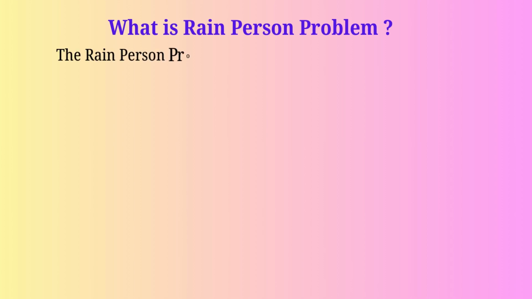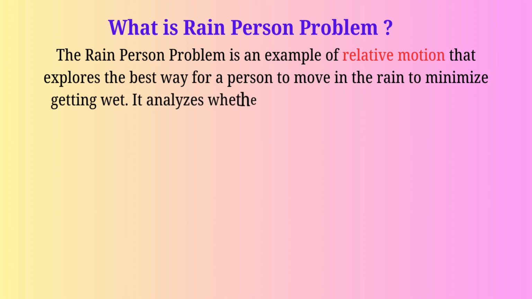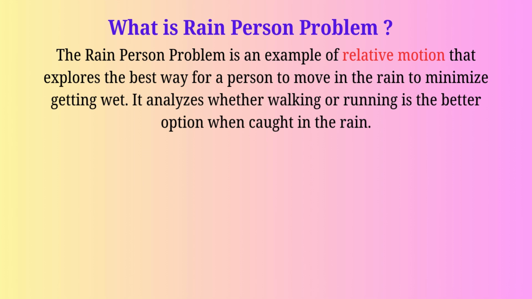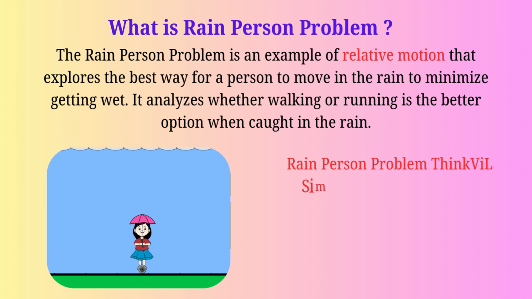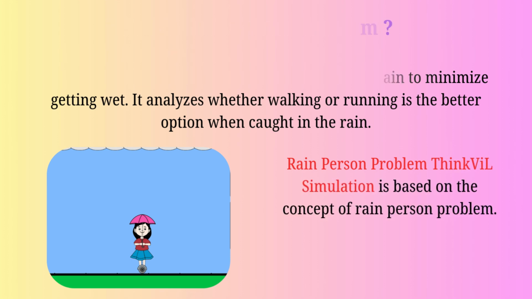The rain-person problem is an example of relative motion that explores the best way for a person to move in the rain to minimize getting wet. It analyzes whether walking or running is the better option when caught in the rain. Rain-person problem ThinkViL simulation is based on the concept of rain-person problem.